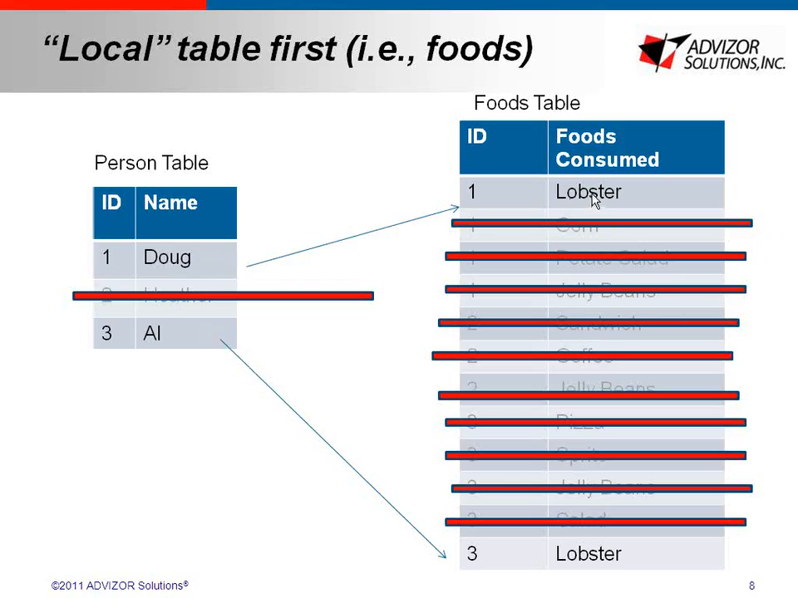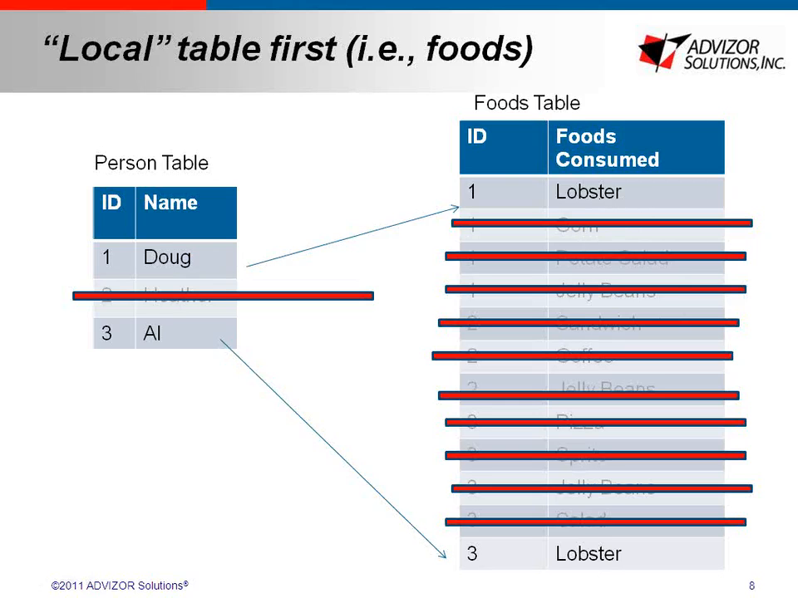So we're only going to see the lobster record for Doug, and we're only going to see the lobster record for Al. So this is a very different way of excluding data. Basically, if you want to exclude from the local table first, it's the type of thinking of, I know that Doug has consumed a bunch of foods today, but I don't care what else he's eaten. I only care that he's eaten lobster, and I don't want to see those other foods. So you select lobster, exclude from the local table, and then drop the dashboard that way.